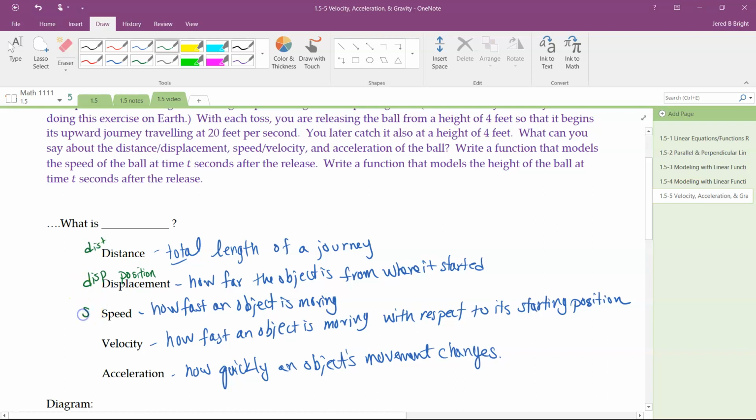For speed, we typically use the symbol S, and we compute speed by doing distance over time taken. Velocity, we use a V, and that's displacement now over time taken, mathematically. To compute acceleration, we would represent acceleration as A, and we would say it's either speed or velocity, one of the two, over time taken. Okay, that's the basic ideas of these physical quantities.